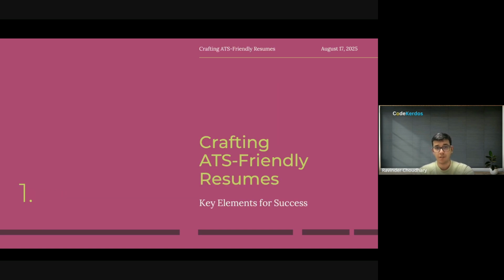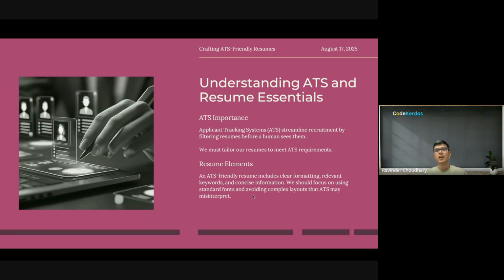Crafting ATS-friendly resumes. Now, before we jump into that, it's very crucial that you understand what exactly is ATS and why it is so important. Why is it that everyone in today's time talks about it? ATS is basically the applicant tracking system. Now you can imagine if there is a job posting, that job posting immediately goes into the company's career website, and there are relevant people in the company's hiring team who post about it on LinkedIn. Because of these surfaces, the visibility on the job posting is very high, and there is a huge number of applicants applying on a job.